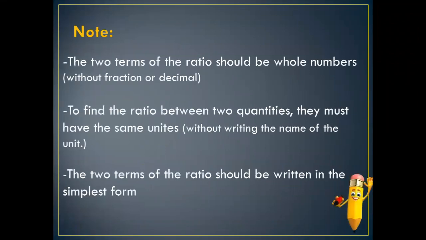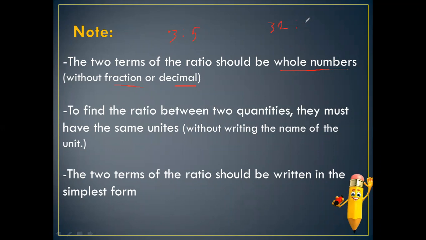We have some notes. It's very important. We will see the first one. The two terms of the ratio should be a whole number. That means I don't need it with a fraction or a decimal. For example, we will say 3 to 5.